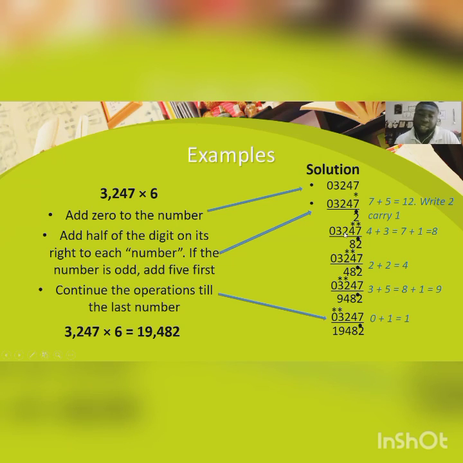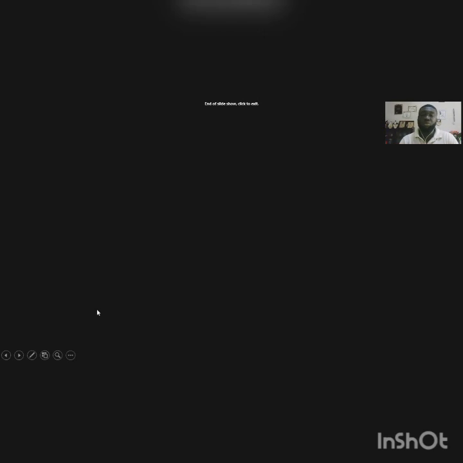Then to the next digit, 2 plus half of 4 is 2. So 2 plus 2 is 4. 3 plus 5, remember? So 3 plus 5 is 8. 8 plus half of 2 is 1. So 8 plus 1 gives us 9. And then finally, 0 plus half of 3, which is 1. So 0 plus 1 gives us 1. So that leaves us 19,482. Okay, so that's the end.